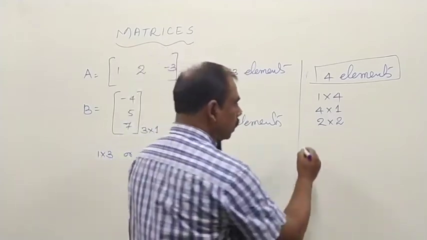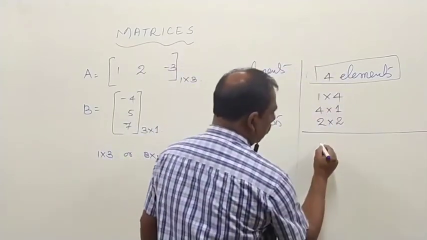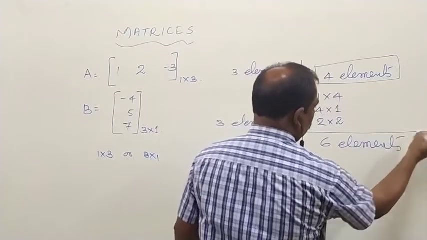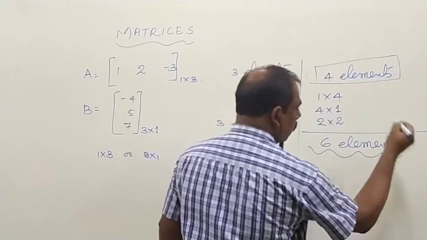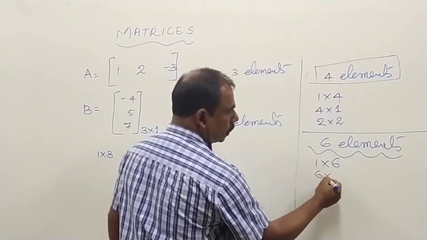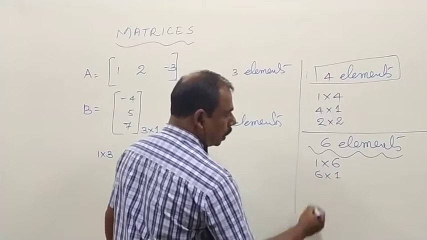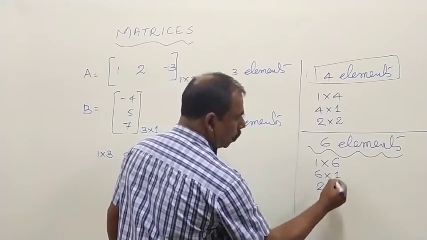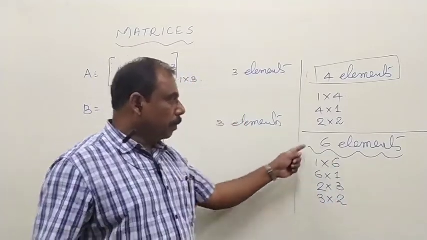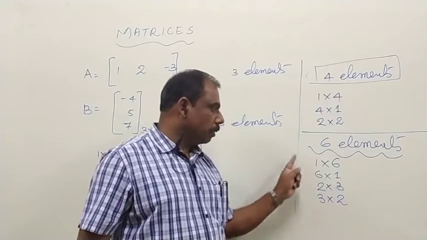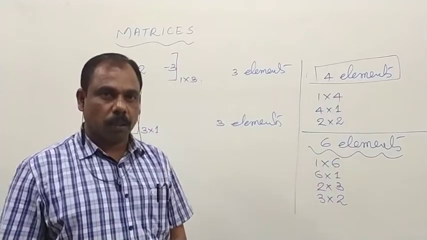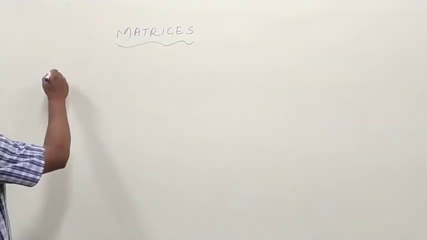Likewise, if a matrix has 6 elements, what are the different possible orders? It can be 1 by 6, or 6 by 1, or 2 by 3, or 3 by 2. That means a matrix that has 6 elements can be written in 4 different orders.